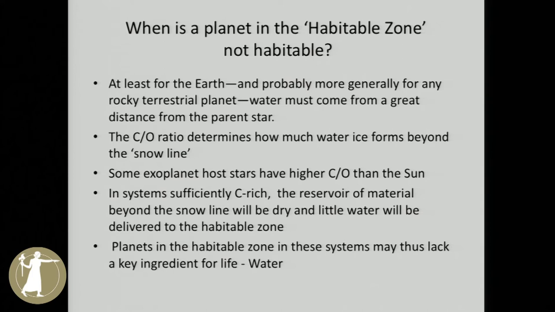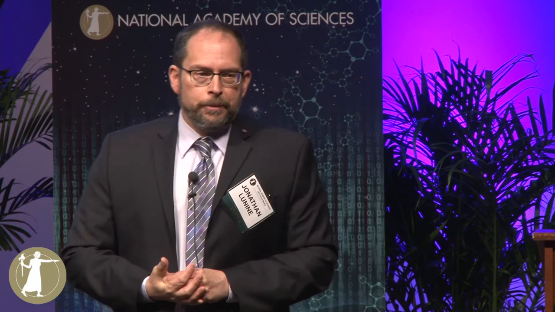But when is a planet in the habitable zone not habitable? Well, the answer to that is when there's no water on the planet, because water is what's required for life. The concern is that water may be one of the most variable molecules in protoplanetary disks, and it's tied to the carbon-oxygen ratio.